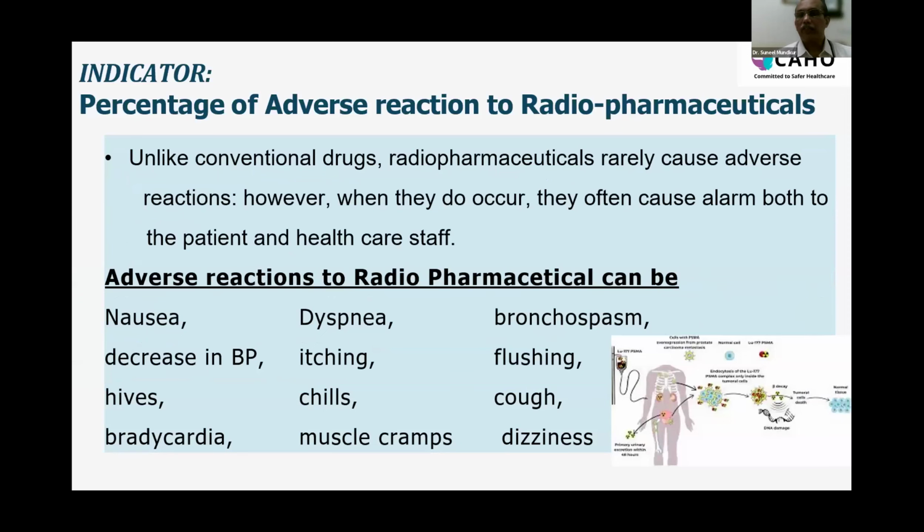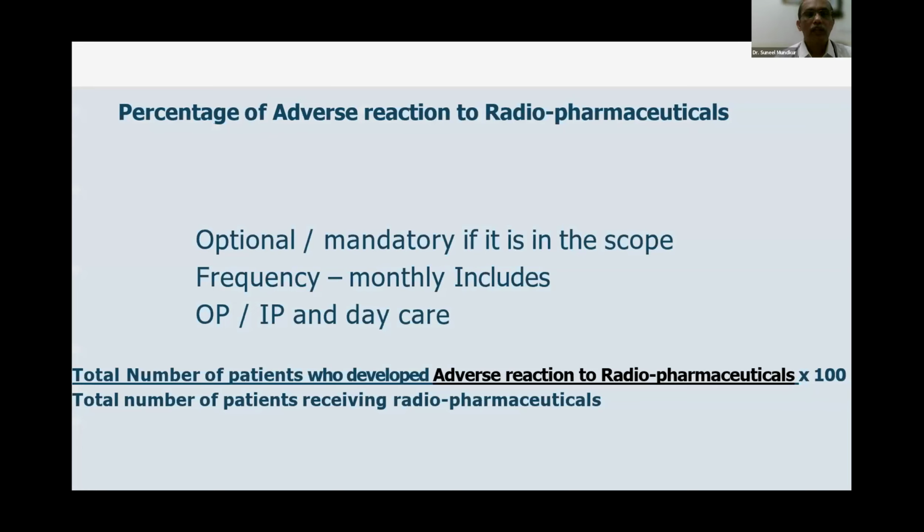Unlike conventional drugs, radiopharmaceuticals rarely cause adverse reactions. However, when they do occur, they often cause alarm both to the patient and healthcare staff. The common adverse reactions to radiopharmaceuticals, as given in the standard book, include nausea, decrease in blood pressure, hives, bradycardia, dyspnea, itching, chills, muscle cramps, bronchospasm, flushing, cough, and dizziness, for which you need not worry. I'll tell you the dangerous part of it subsequently.